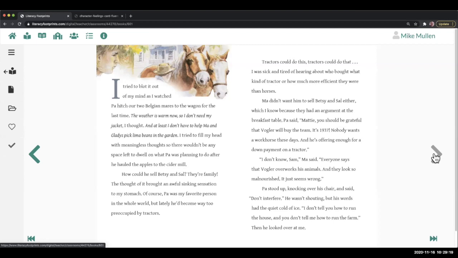Tractors could do this. Tractors could do that. I was sick and tired of hearing about who bought what kind of tractor or how much more efficient they were than horses.